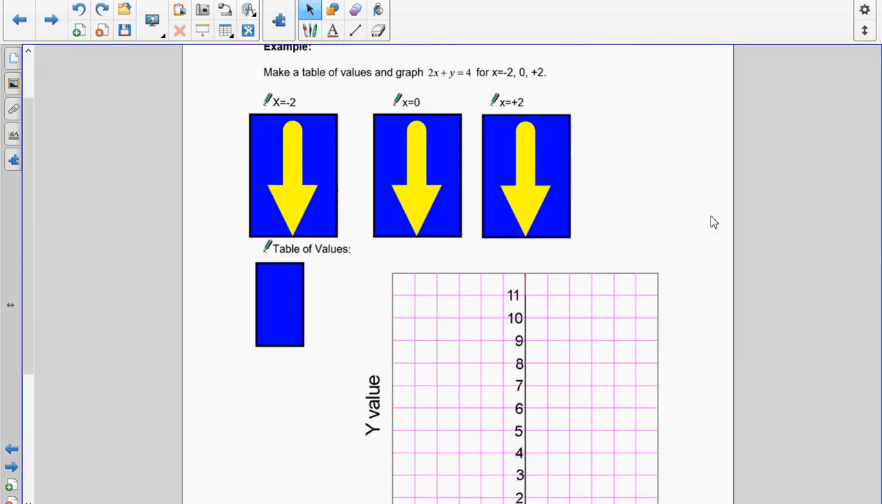Here's one that I want you to do now. You've got 2x plus y equals 4, and I want you to create a table of values for these values of x, and then I want you to graph it. So I'll pause the recording and do the whole equation.